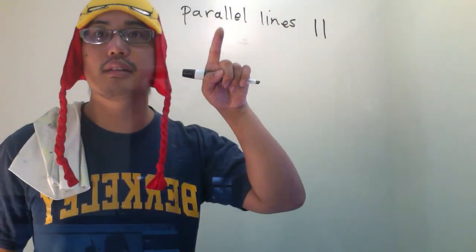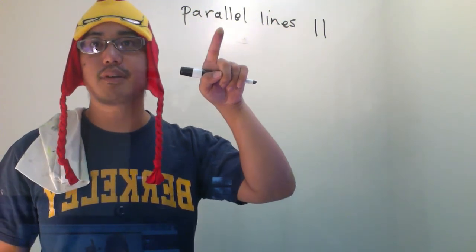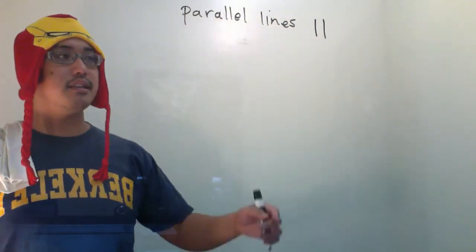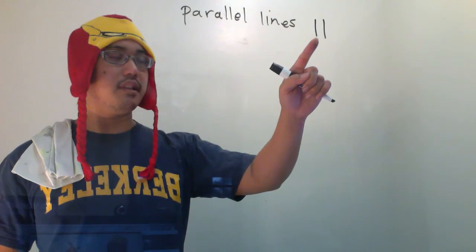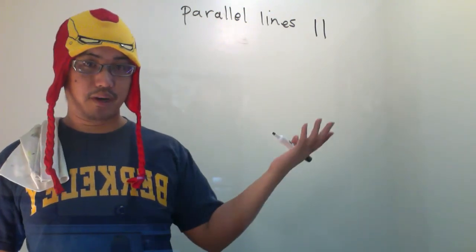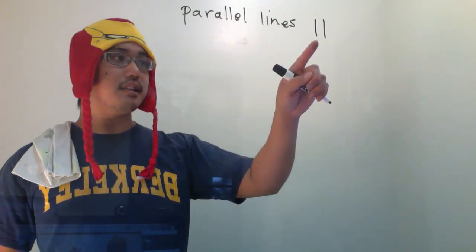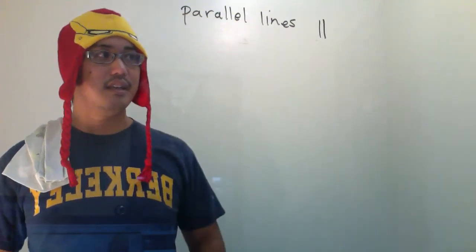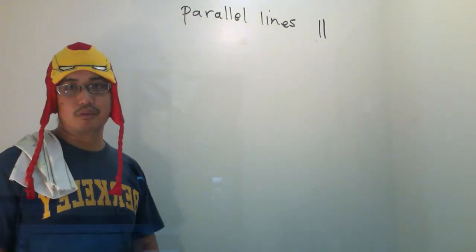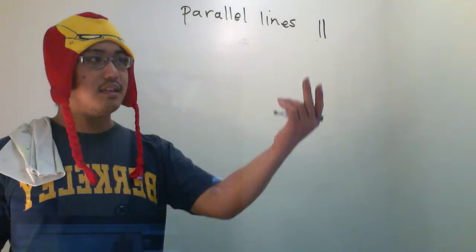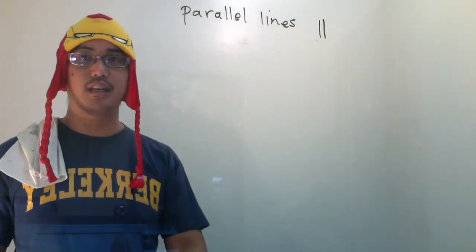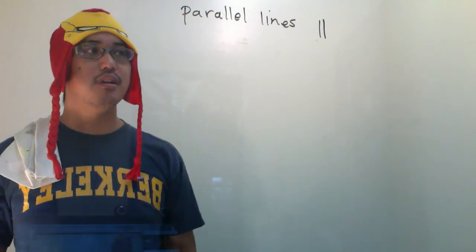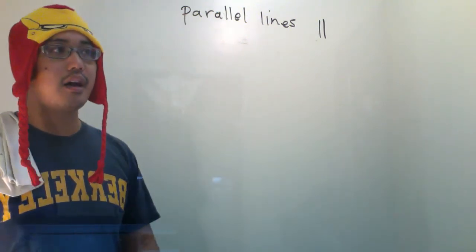We usually symbolize that by the number 11. P-A-R-A-L-L-E-L, parallel lines. They usually symbolize it by the number 11 because the number 11 is a pair of parallel lines. That's not really number 11. Technically, we symbolize it like this. These are two lines that are parallel. Whenever we say two lines are this symbol, we mean that they're parallel.